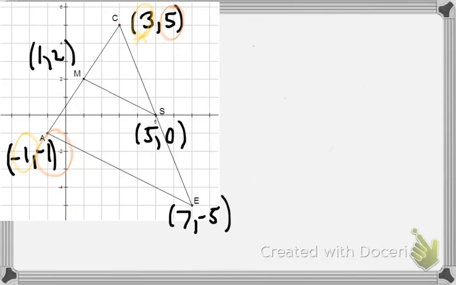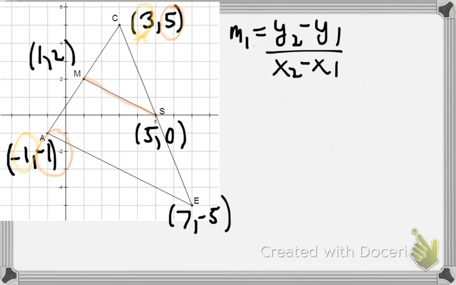Okay, so we got that. And the question wants us to say, what do you notice about the mid-segment and the third side? And so one of the things to do is find the slope, it says. So what is the slope? What is the slope of this mid-segment right here, M to S? Okay, well, how do you find slope? Slope formula, m equals the rise over the run.